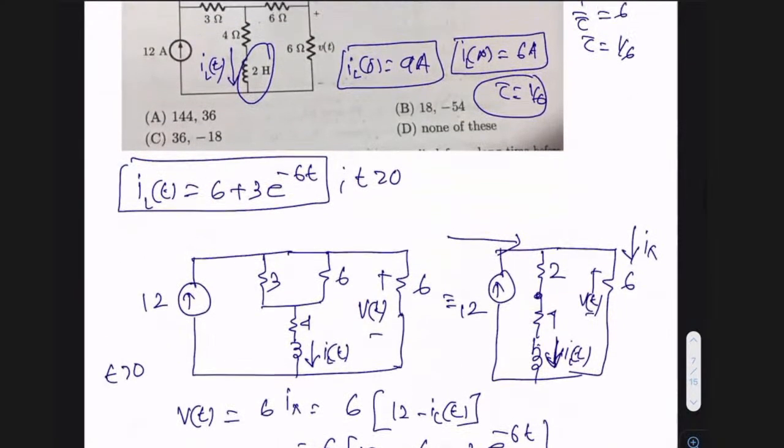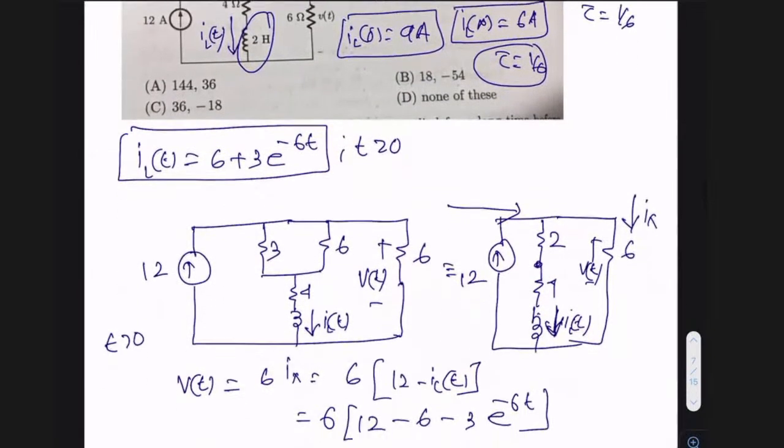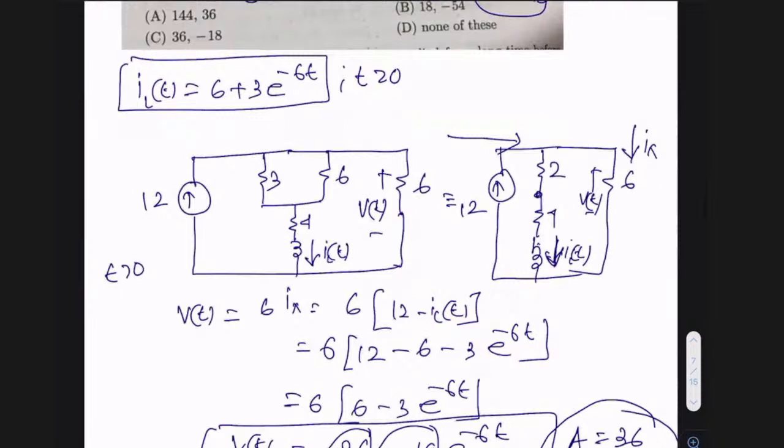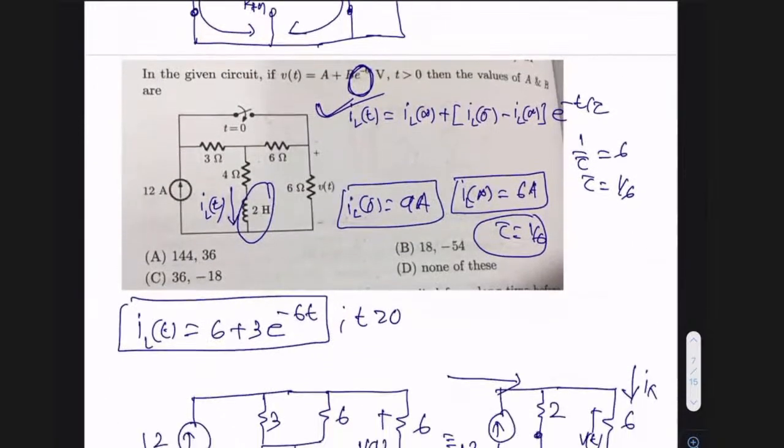So here, I first obtained ILT. Once I obtained ILT, I drew the circuit for t greater than 0. By observing the circuit, I derived that VT is 6Ix, where Ix is 12 minus ILT. Already I got ILT. By substituting this, I'm getting the corresponding answer. So the answer is option C for this.